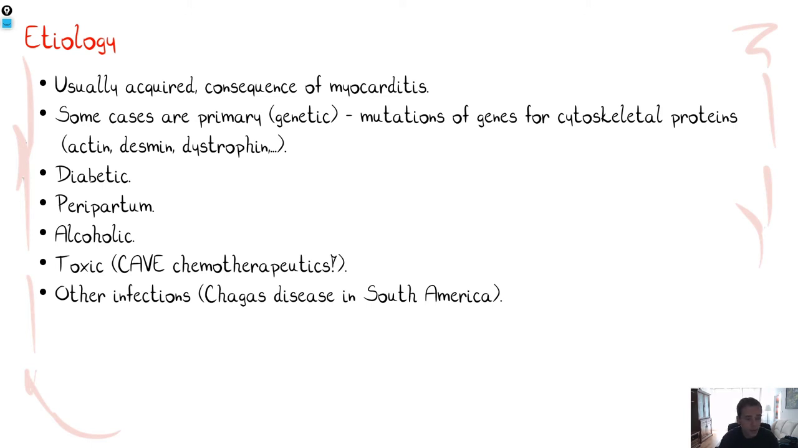Toxic cardiomyopathy. It's good to keep in mind that several chemotherapeutics are toxic to the heart, and those patients can develop dilated cardiomyopathy. And especially in some regions, it can be other infections. For example, some parasite infections, such as Chagas disease, which is endemic in South America. So in some endemic regions, it's good to know that even other infections, except for viral infections, can cause dilated cardiomyopathy. And it's good to remember Chagas disease, that can cause dilated cardiomyopathy quite often.